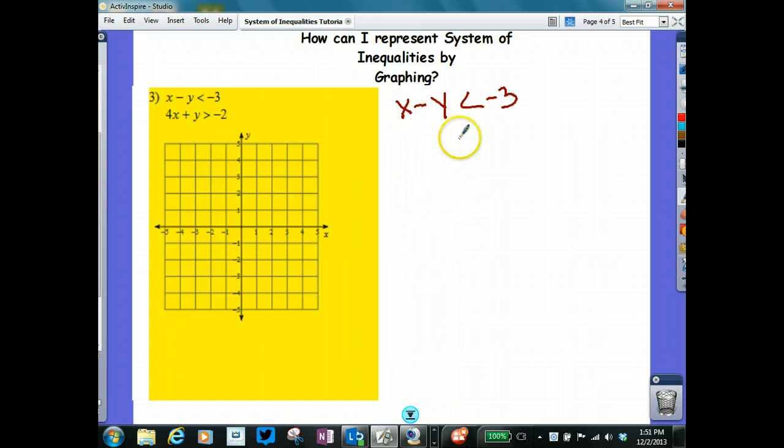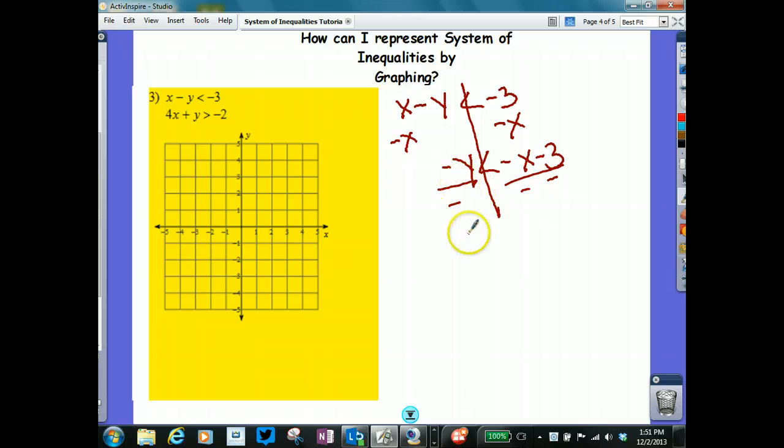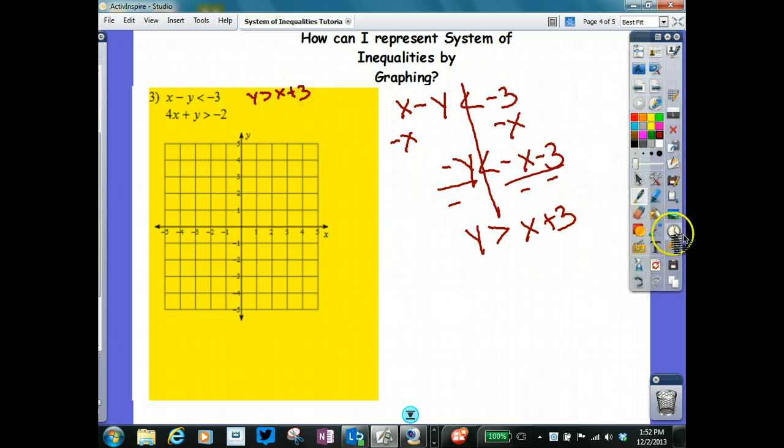So there I know I've got to get it by itself. Subtract x. Negative y is less than negative x minus 3. Can't combine that. Divide. y is going to be greater than x, because of the negative, plus 3. And then on the last one, that's going to be my actual first one. So let me go over here and write that. y greater than x plus 3. That way I can get rid of all of this in just a minute.